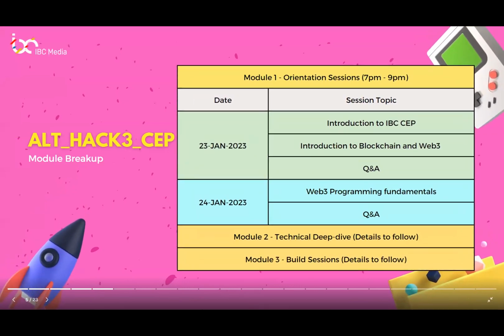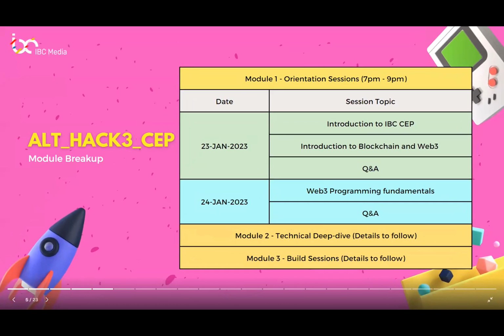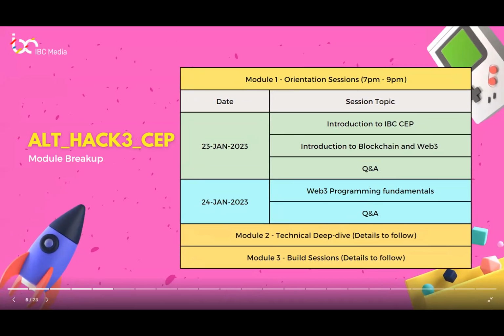Today we are talking about the introduction, and tomorrow I'll also be trying to give you a snapshot into the rabbit hole of blockchain, as to how exactly this space has been evolving for the last 9 to 10 years, even more. And then we will go into the tech part tomorrow when we meet at 7 p.m., and then we will be getting into the fundamentals. For the next modules, module 2 and module 3, we will be sharing with you the deep dive and the building sessions schedules very shortly.